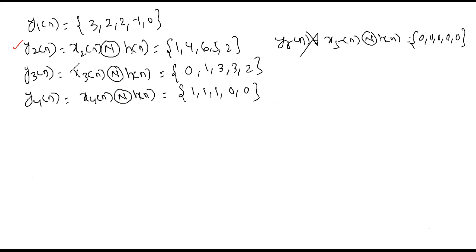We find y2n, circular convolution of x2 with h of n. Same way, y3 and y4. Once you get these values, the next step is very, very important. What will people do? Just see how I am writing.